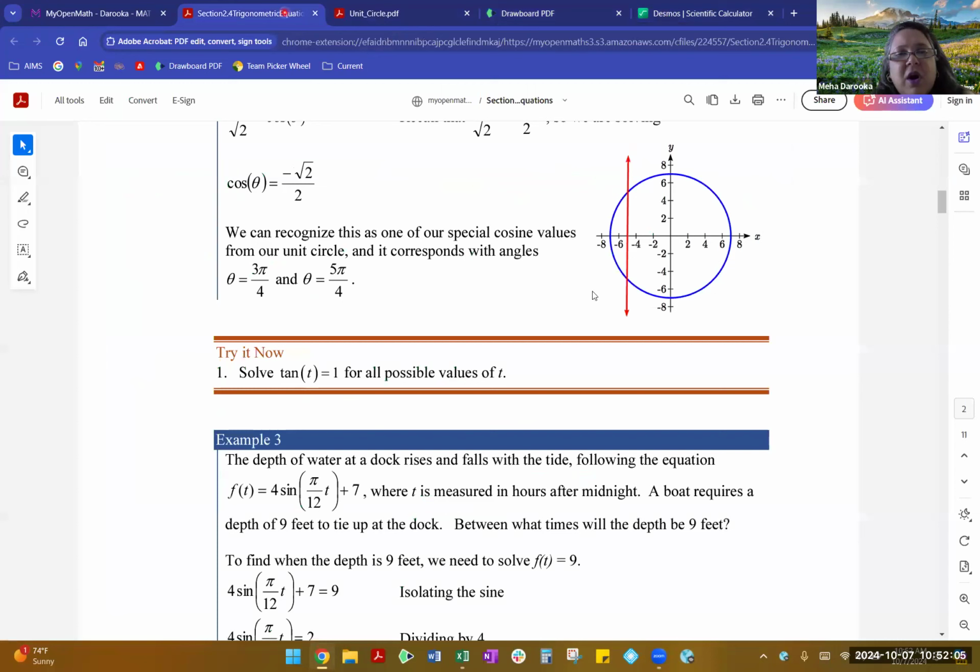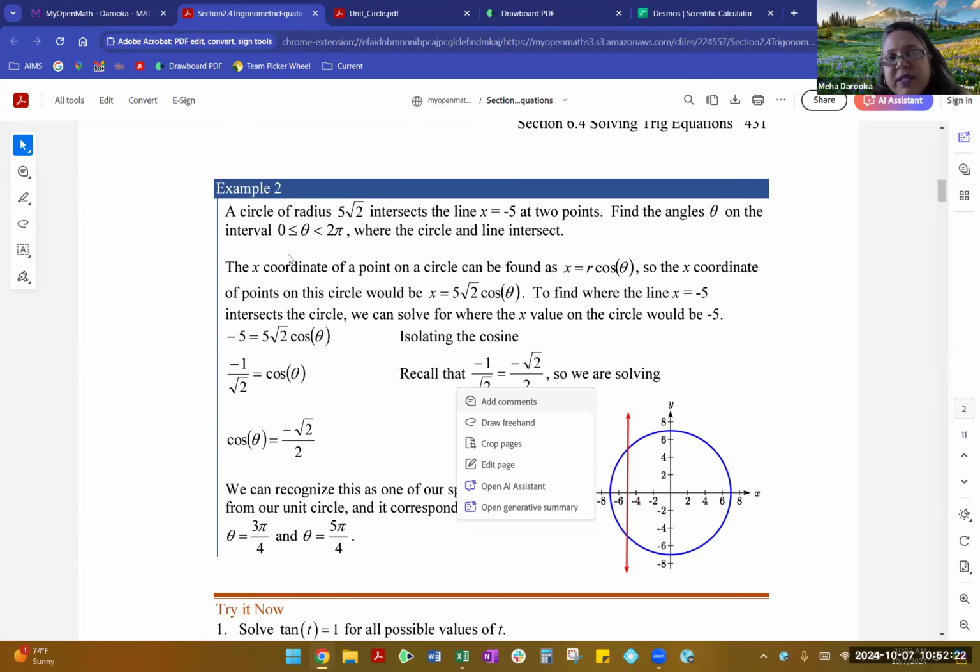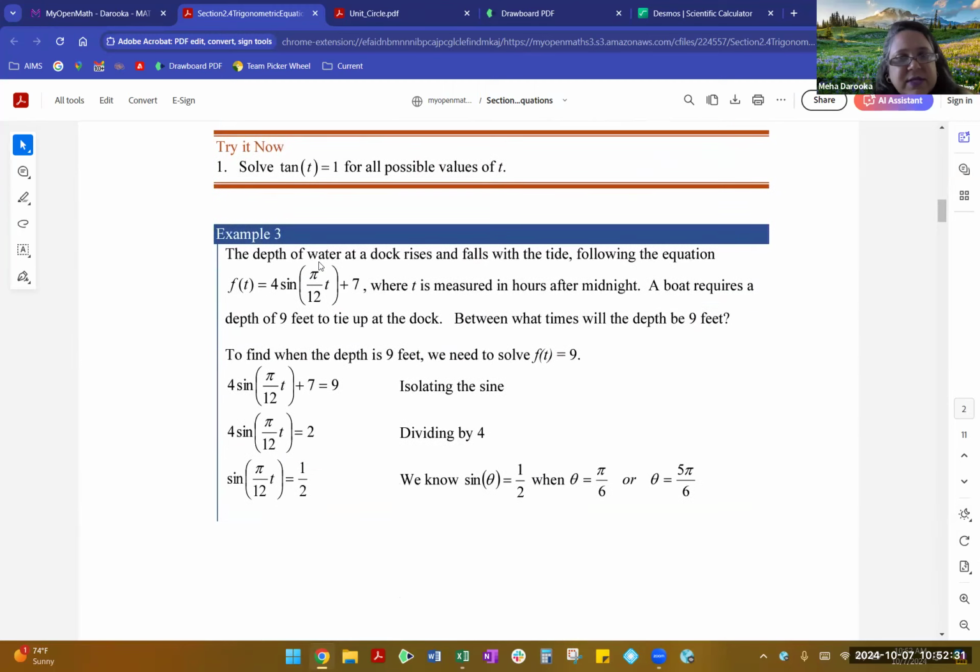All right, questions on our little try it now example over here? So again, guys, look for the language in the problem. Are they asking you for all possible values? That is where we bring in the period. Or in this example where they said your angle is going to be between a certain interval, that tells you you do not need to go beyond that interval and find anything outside of it.